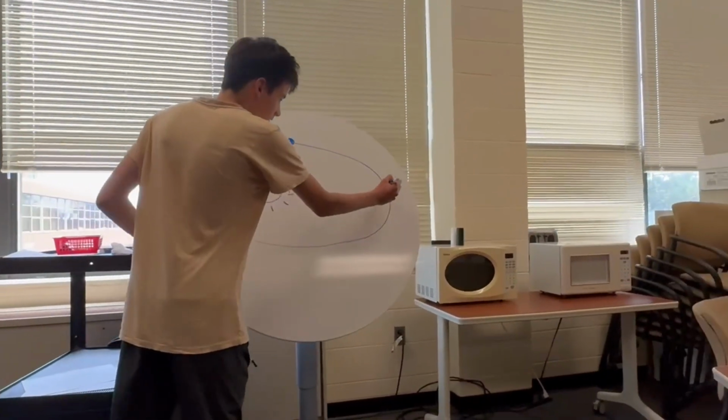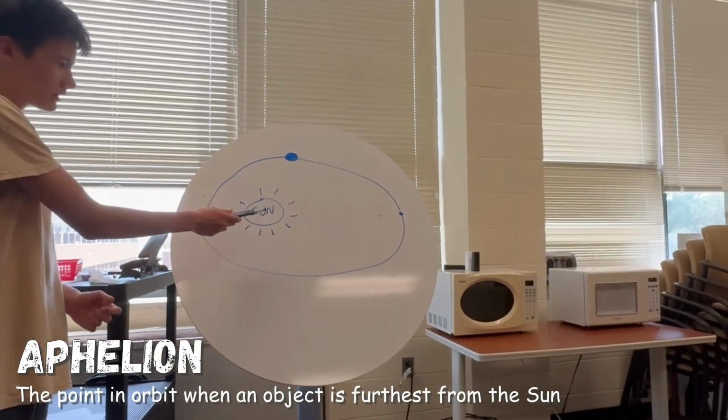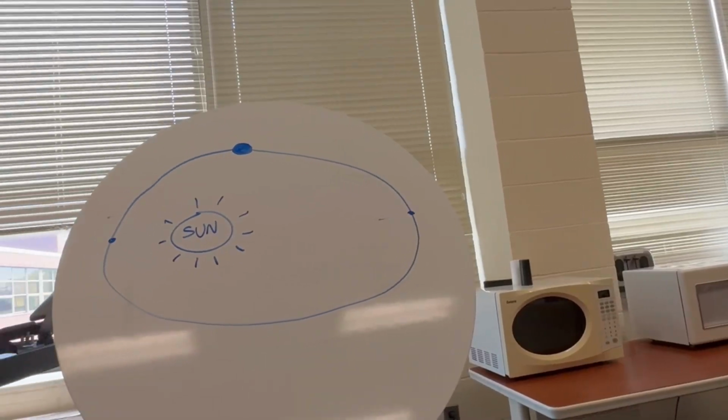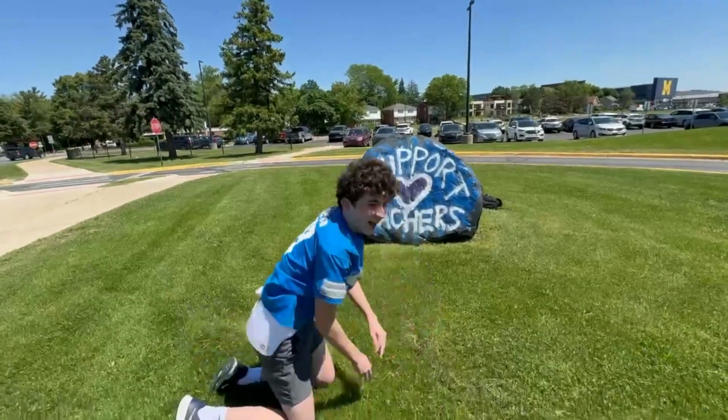And over here is the aphelion. That's the furthest point from this focus, also known as the sun. And that's where it moves the slowest. Gravity pulls objects towards the sun, but the objects are also moving forward very fast. And this creates a balanced elliptical orbit.